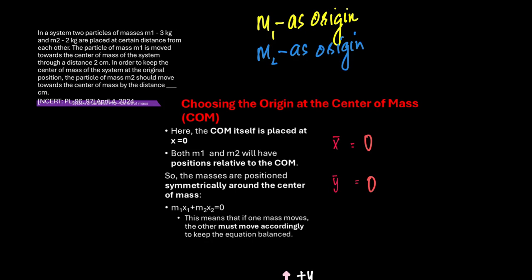So we have solved this question using M1 as origin, M2 as origin as well. Now let us see the third and final option, which is considering the center of mass to be the origin and calculating the positions of M1 and M2 relative to the center of mass. Since the center of mass is the origin, its coordinates x bar comma y bar would be equal to 0 comma 0, right?